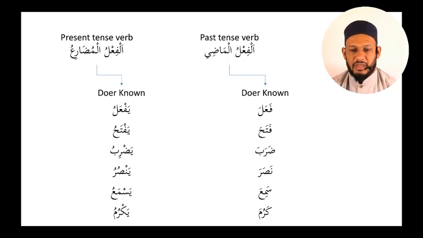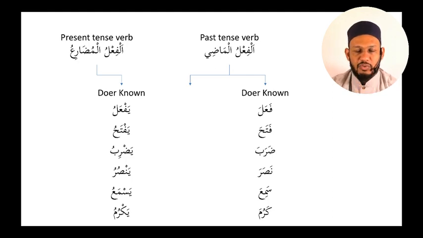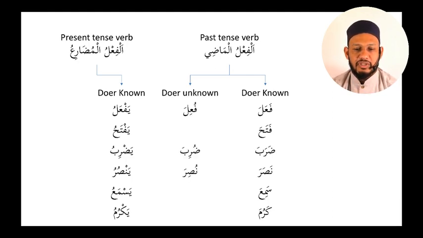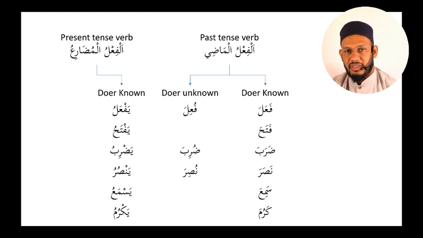Okay, and then we did a new scale in the last 2 weeks. It's a scale of fi'al maldi where the doer is not known. For example, fu'ila, he was done upon. Or for example, duriba, he was hit. Daraba, he hit. Duriba, he was hit. Or nusira, he was helped. Nasara, he helped. Nusira, he was helped.